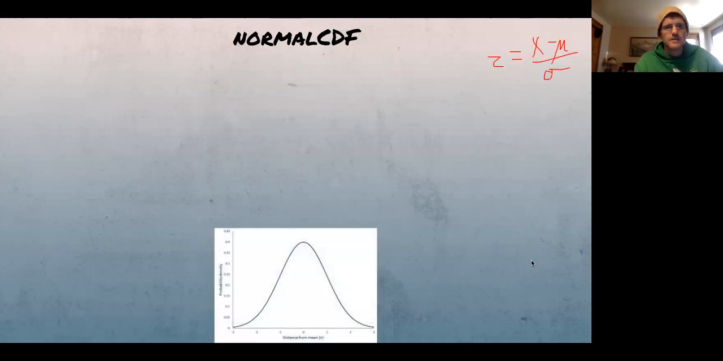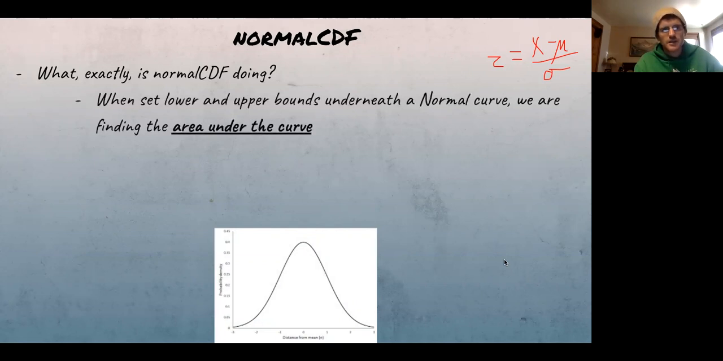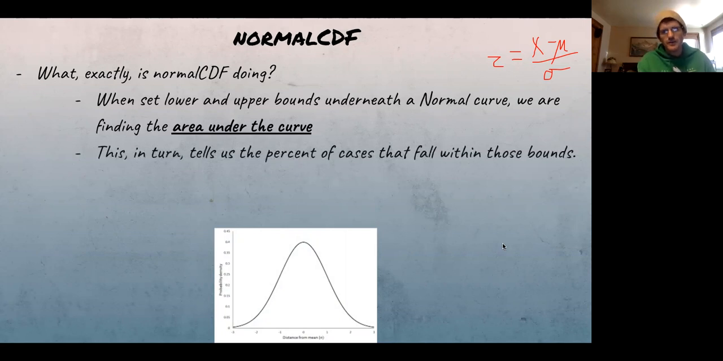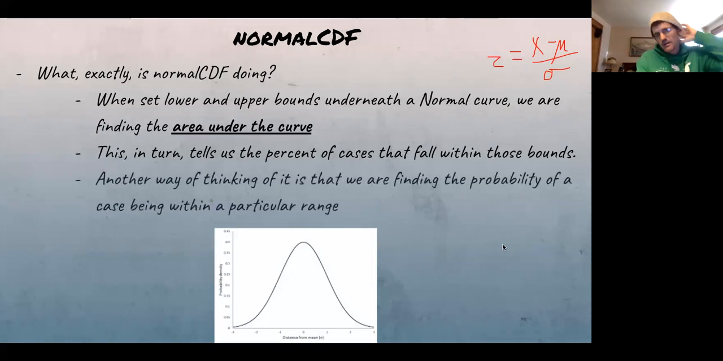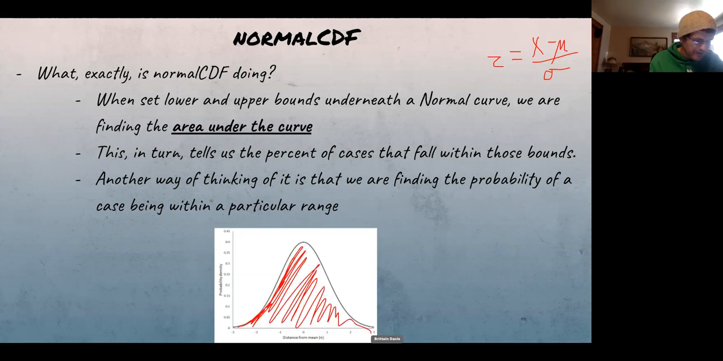Okay. So I already kind of explained this, but now we're going to go through it again. When we set a lower and upper bound, we are finding the area under the curve. In turn, that's going to tell us the percent of cases that fall within those bounds. We're talking about the probability of a case being within a particular range. It's worth mentioning that the entire area underneath the normal curve is 1.